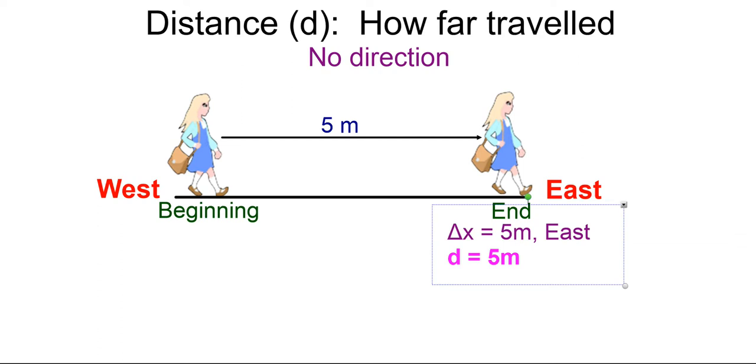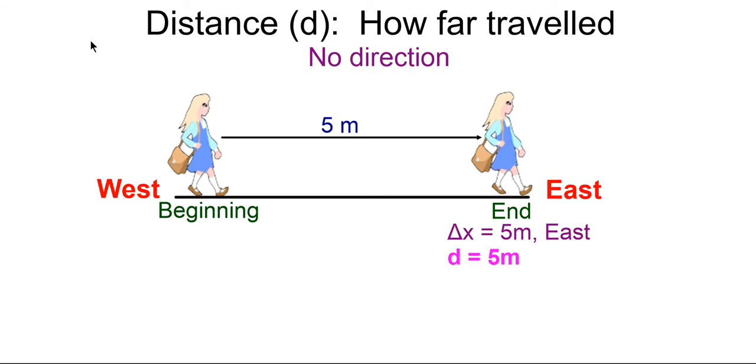Now distance is different. Distance is simply how far she traveled. Here's our first little half trip. How far did she walk? Her displacement is 5 meters east, but her distance is simply 5 meters. That's how she walked, how far she walked. Don't care about direction, do we here?